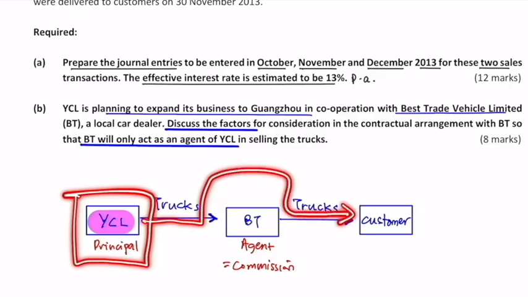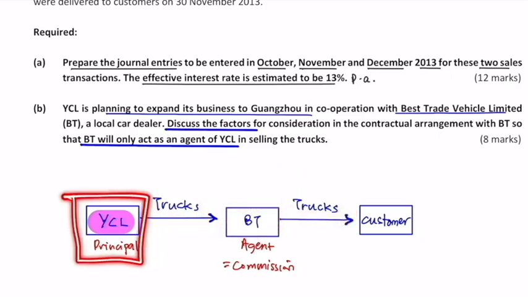YCL is the one that is subject to the inventory risk on the trucks to the customer. If there's a return, YCL suffers. If there's no return, YCL benefits. If they're able to sell at a higher price, YCL benefits. BT is just acting as an agent to facilitate the sales.